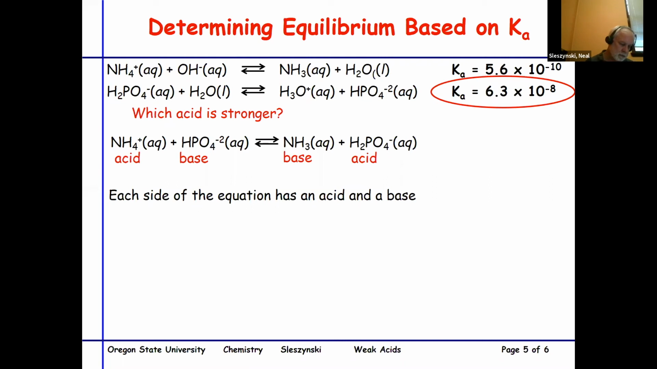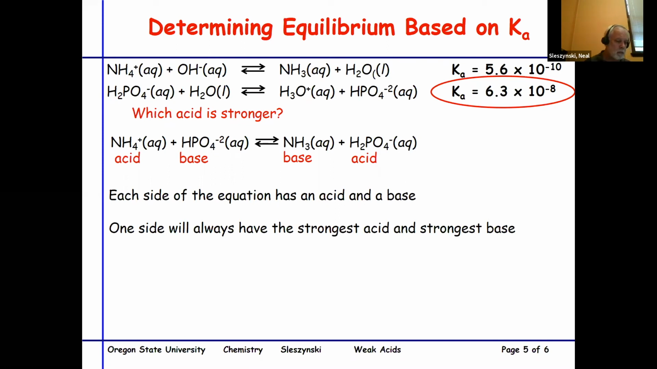On the right hand side we have ammonia, NH3, as our base and diprotic phosphoric acid as our acid. Again, if we look at the equation going right to left, we see that diprotic phosphoric acid loses a hydrogen ion. That's the definition of an acid. We see that ammonia gains a hydrogen ion. That's the definition of a base.